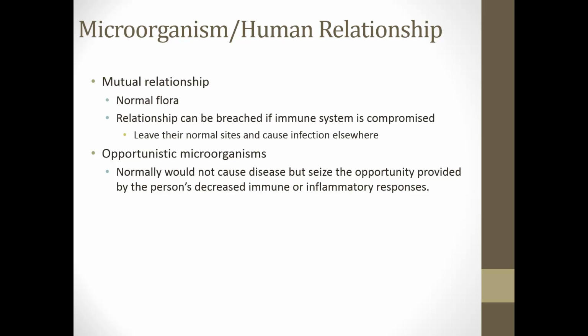There can be a mutual relationship between the human body and microorganisms. The example I can give you for that is the normal flora, the normal bacteria, specifically found in our gut, in our GI system. Sometimes that can be a perfectly fine relationship that actually ends up protecting the GI system. However, we know that the relationship there can be breached if the immune system is compromised, or if these microorganisms that are found normally in our GI tract leave their normal sites and migrate to other places and cause infection elsewhere within the body. So it's not always a good relationship. It could be good or bad, but sometimes it's perfectly fine.